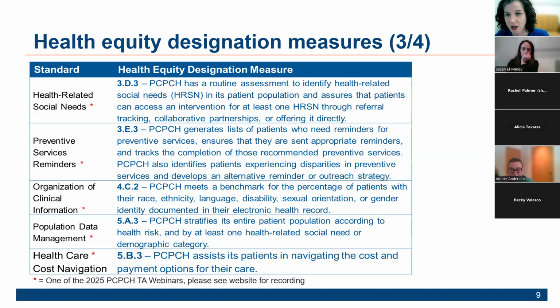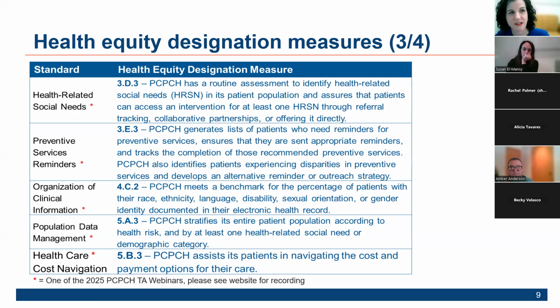Also, if you take a look here at 4C2, this is around collecting real D and SOGI information and documenting it in your EHR. So that is one of the health equity designation measures as well. And then also really being able to look at your patient population and stratify them according to health risk, and at least one health-related social need or demographic category.